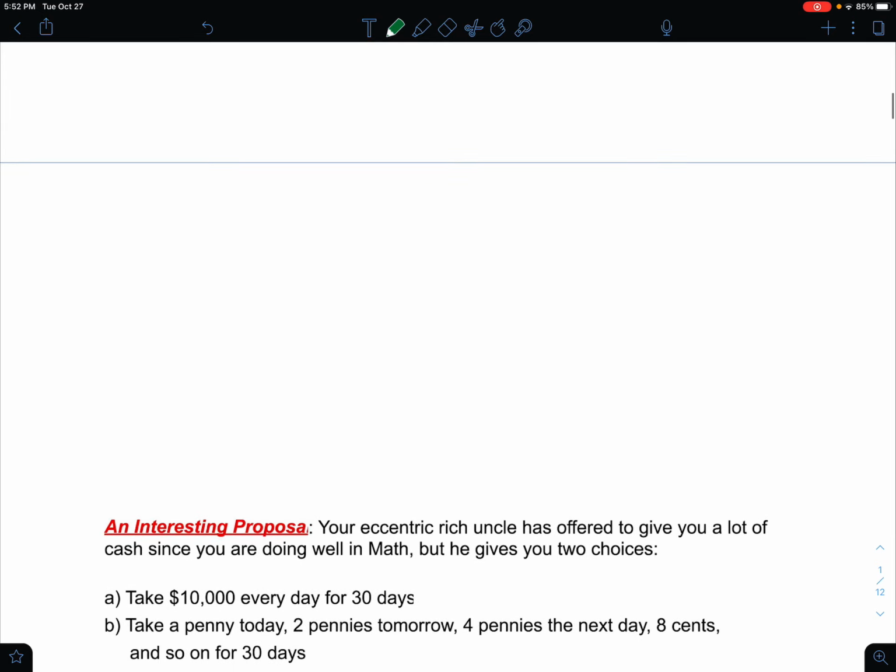The second choice is take a penny today, then 2 pennies tomorrow, 4 pennies the next day, 8 cents, and so on for 30 days. Now, if we were in person, I would ask the class, how many people would rather take the $10,000 a day, and how many people would take the pennies? Some people take A, some people take B. The people that take B say there's something weird about this penny thing. It seems so uneven that there's got to be a trick or something going on.